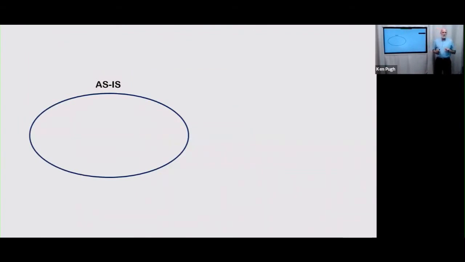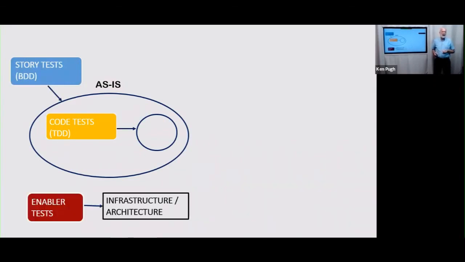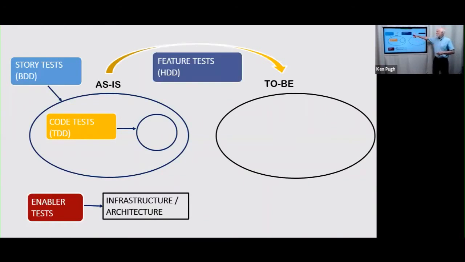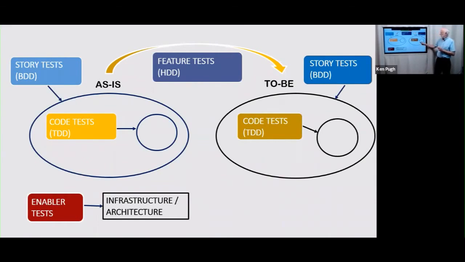Let's take a different perspective of this. Here's our as-is system. We have some story tests against it. We have some code tests against it. And if we're doing infrastructure architecture right, we also have some enabler tests against that infrastructure and architecture to make sure that's working. So there's our current state. Now let's go to the 2B. What's the first thing we want? A feature test, a hypothesis. Did the feature that we are creating actually deliver business value? So we're going to create that, and then we'll have our story test and our code test for the implementation. And those are in addition, obviously, to our existing story and code tests.